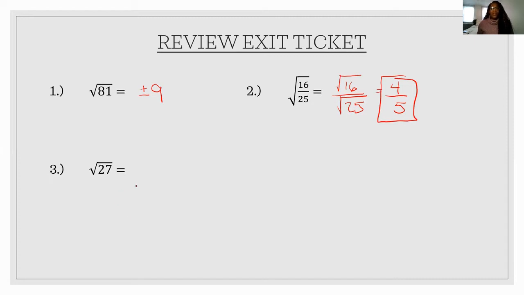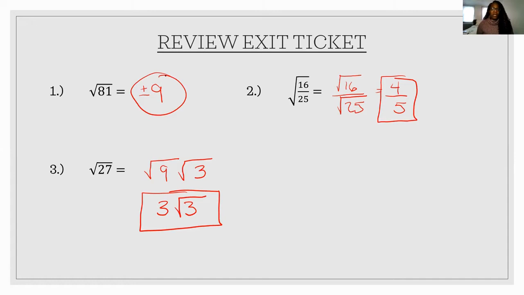Now, number 3, the square root of 27. It's not a perfect square, so we need that perfect prime combination. My perfect would be 9, and my prime will be 3. The square root of 9 gives me 3, and then we bring down the square root of 3. If you got all those answers, you did fabulous. If you missed a couple, maybe you just have to watch the video one more time, which is perfectly fine. No shame in your game.